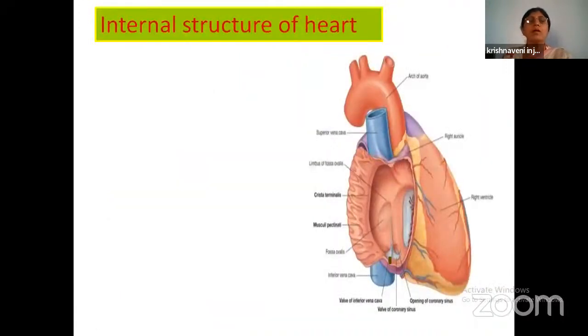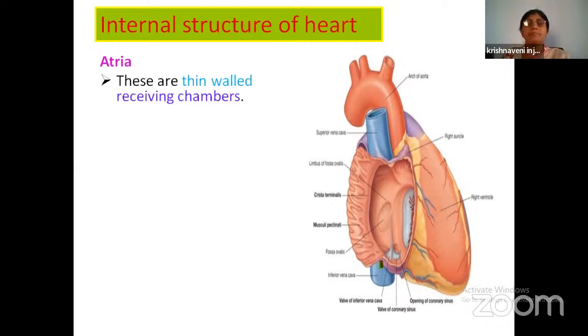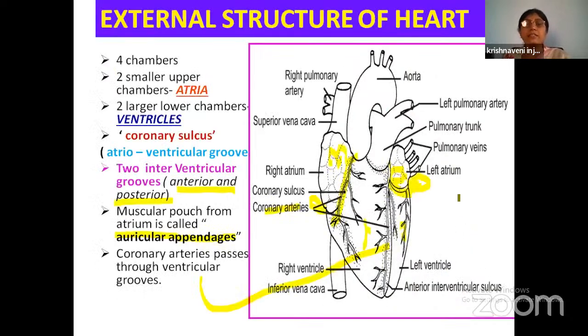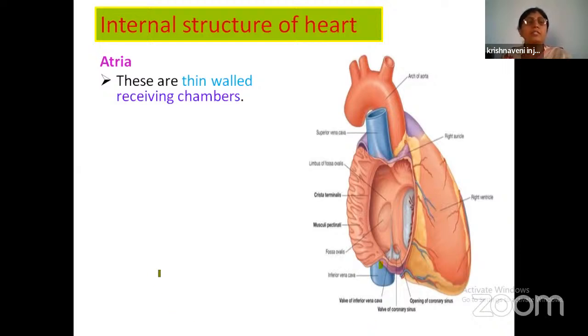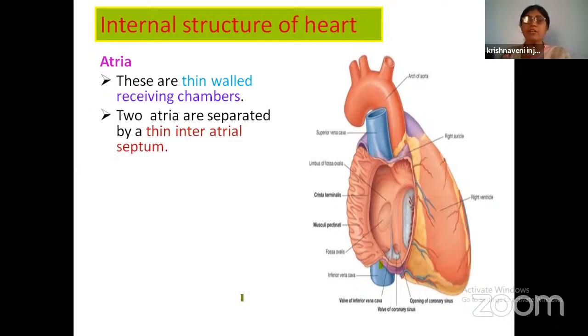Next, the internal structure of the heart. How does it look if you do a section? One by one, we can refer here. First, the atria. The atria, we have already discussed previously. These are the atria, the upper chambers. Now internally, how are they? These are thin walled receiving chambers. Atria are the receiving chambers.